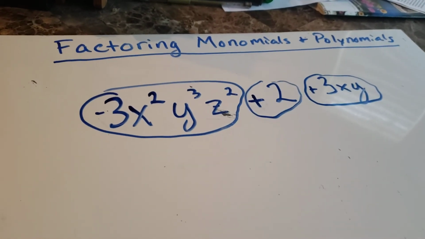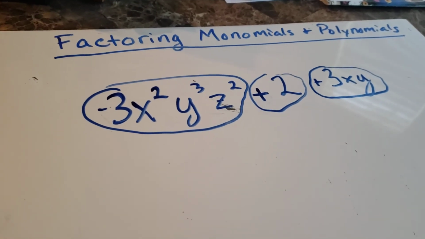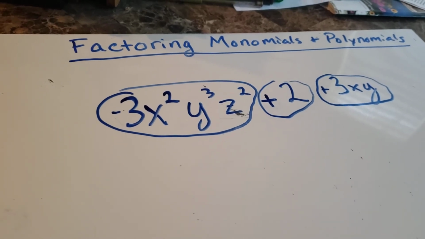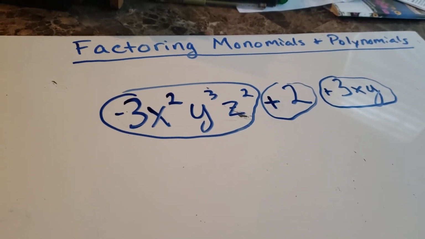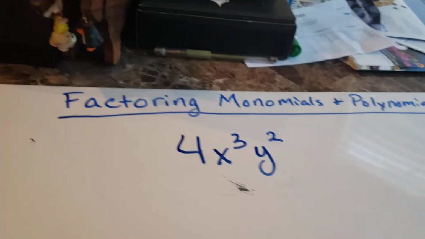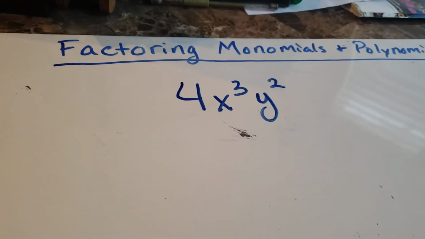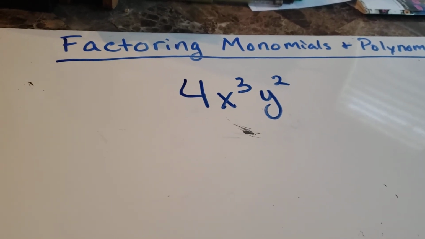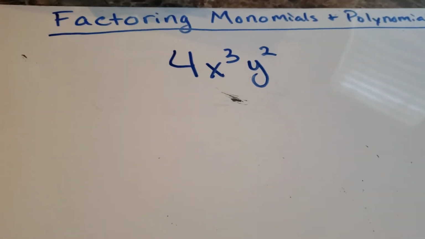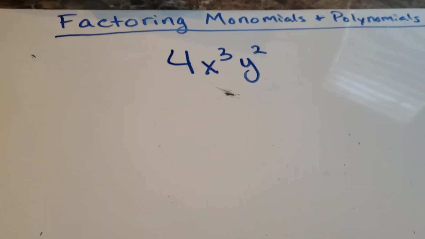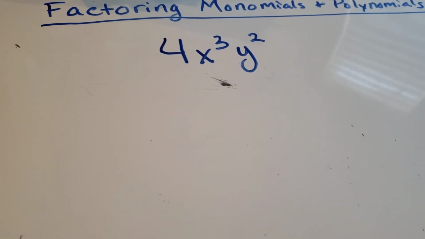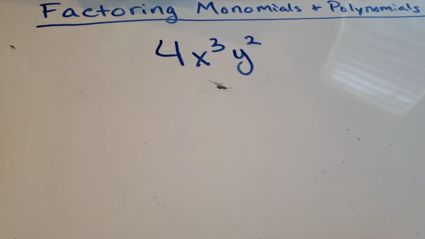So what we're going to look at next is how to factor a monomial, because being able to do that efficiently will allow us to factor polynomials, which is a little bit more complicated. So we're going to start with the monomial 4x cubed y squared. When you factor a monomial, you're basically taking each piece of an algebraic term and writing out what that means.